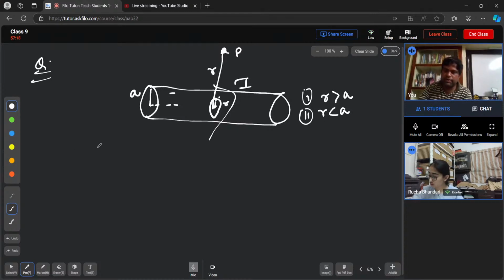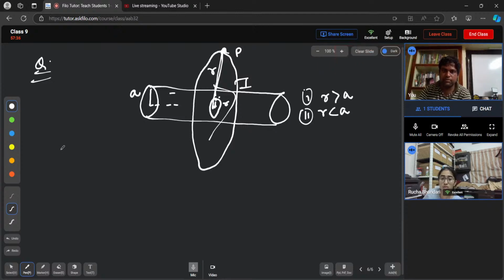So how will you calculate magnetic field outside? It is very easy. If we draw a loop here, so the whole current I is there inside the loop, right? So let's take case one, r greater than a. For that we will use Ampere's law.